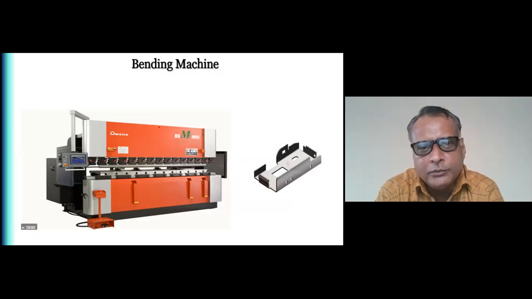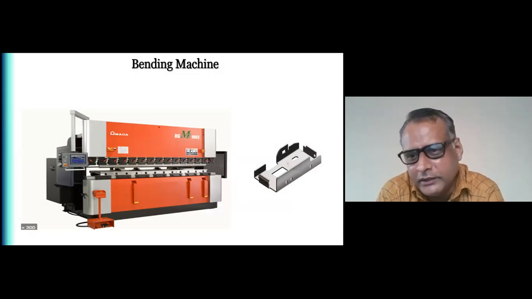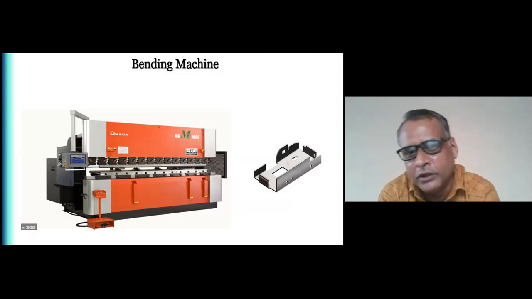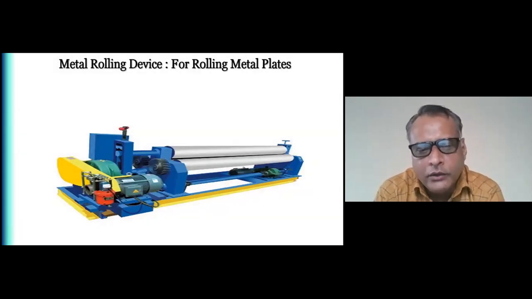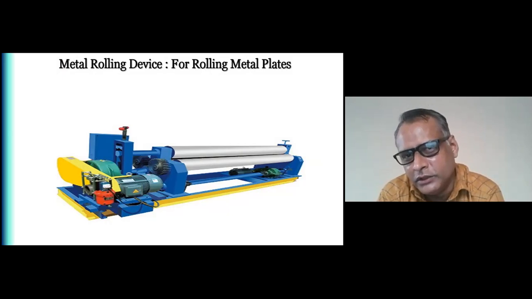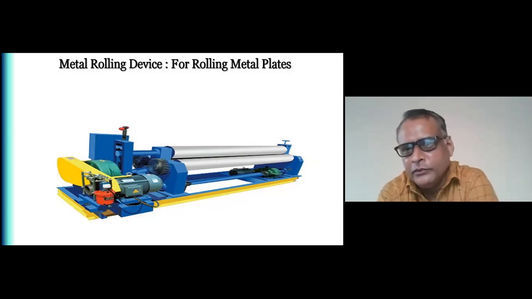Now after cutting, the process is bending. So this is just a schematic of the bending machine, and I have shown a sample of a component. A metal rolling device is also there, because in some cases bending is not required but rolling is required. So the rolling machine is also used.